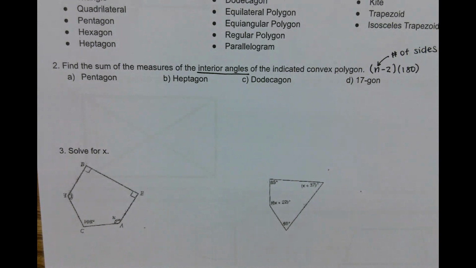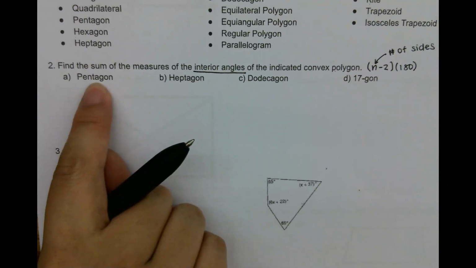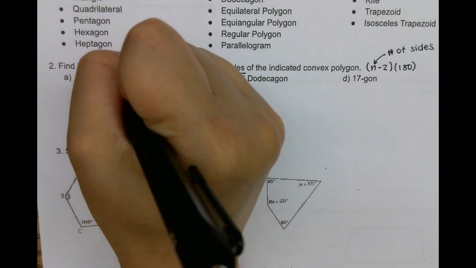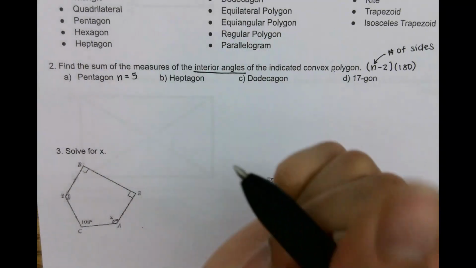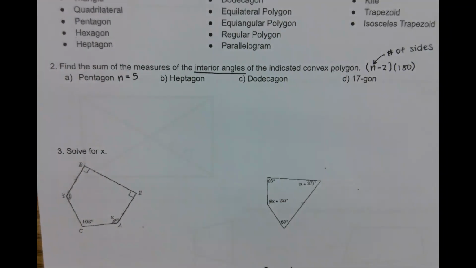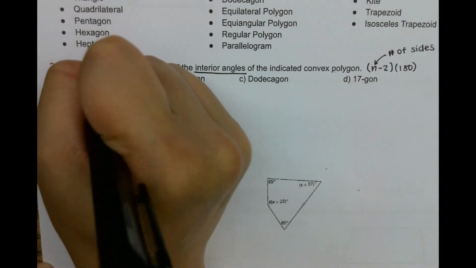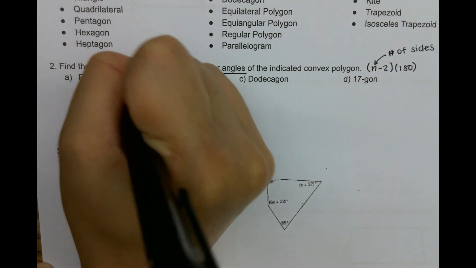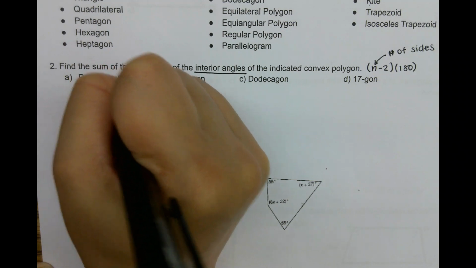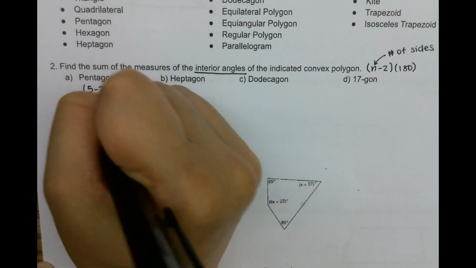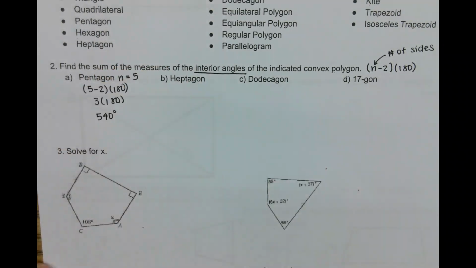Let's get started. Okay, so first here, this is a pentagon. That means that n equals 5. So then all we have to do, plug it in. Okay, so 5 minus 2 times 180. 5 minus 2 is 3. 3 times 180 is 540 degrees. So a pentagon totals to be 540 degrees.